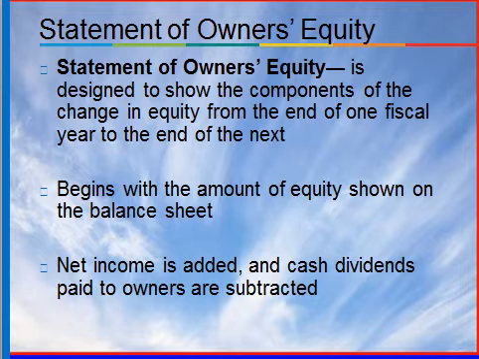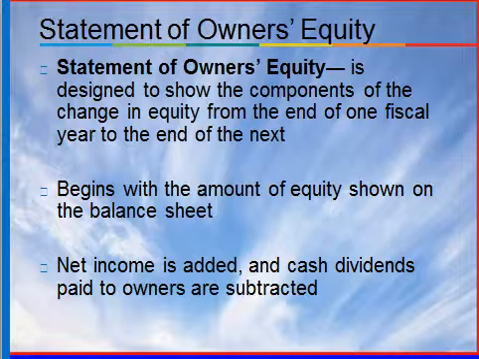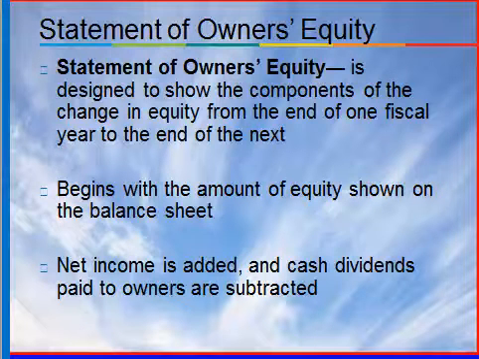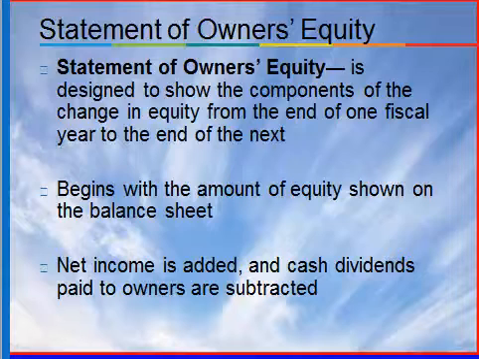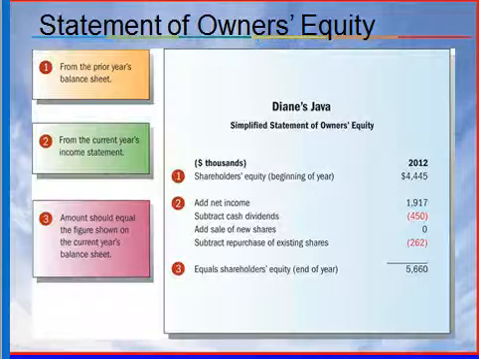A third financial statement is the statement of owner's equity. This is designed to show the components of change in equity from the end of one fiscal year to the end of the next. It begins with the amount of equity shown on the balance sheet. Net income is added, and cash dividends paid to owners are subtracted. Here's an example that you can look at.